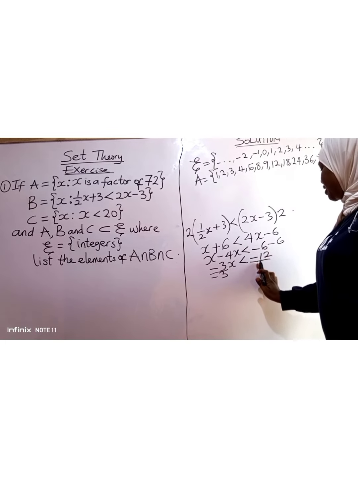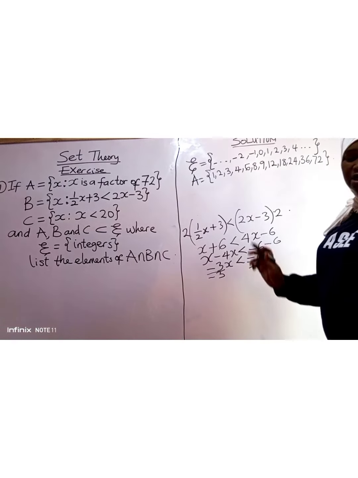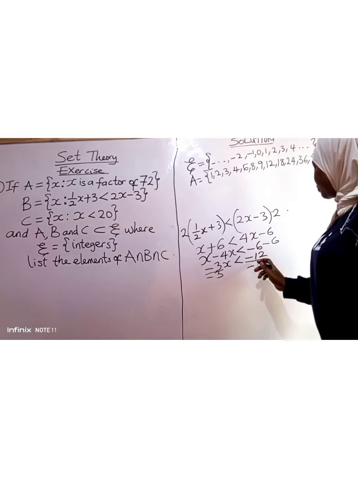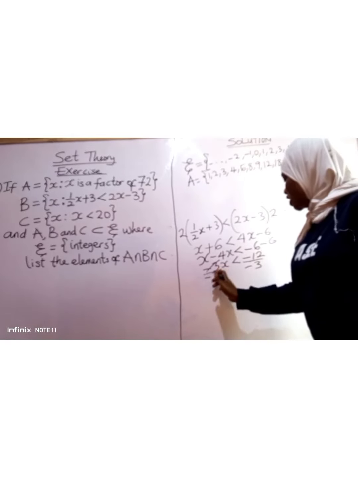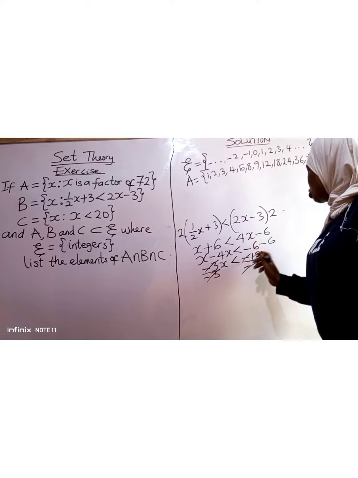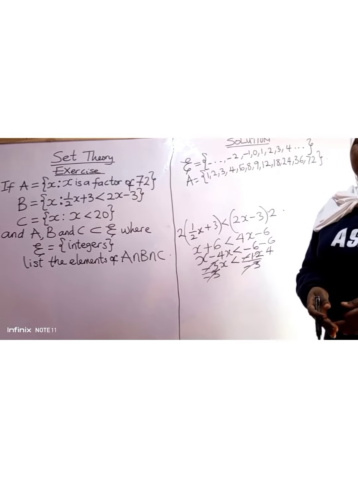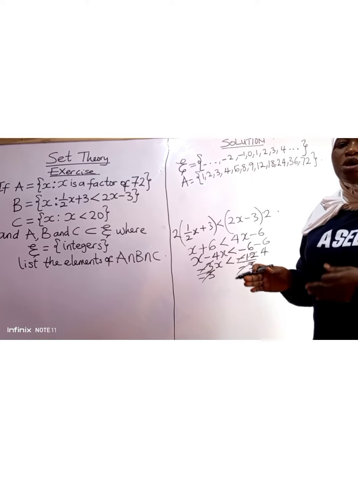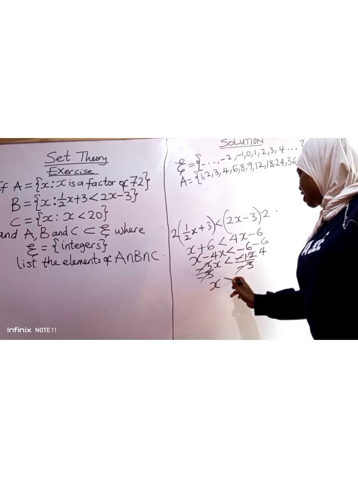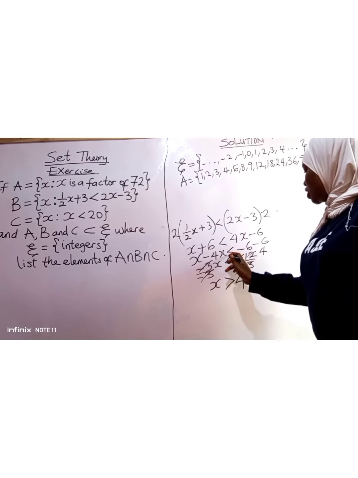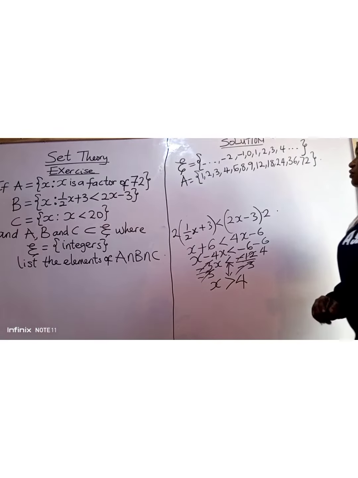If you divide by a negative number, or you multiply by a negative number in an inequality, what will happen? The inequality sign will be reversed. Yes, so you have to take note of that. Anytime you divide or multiply by a negative in an inequality, the inequality sign will be reversed. So we have x is greater than 4. So the inequality here has reversed. Can you see? So you have to take note.